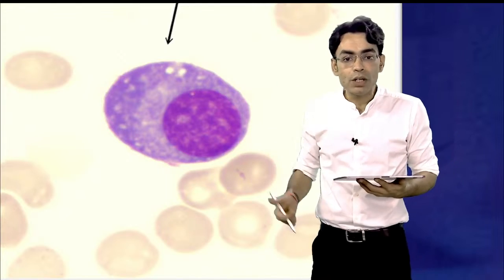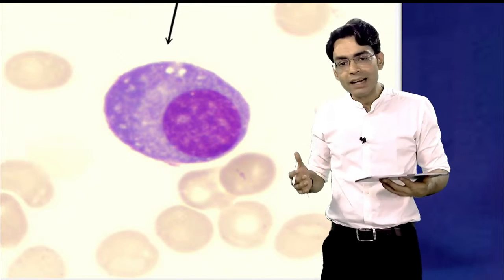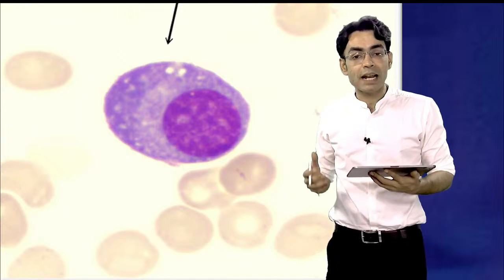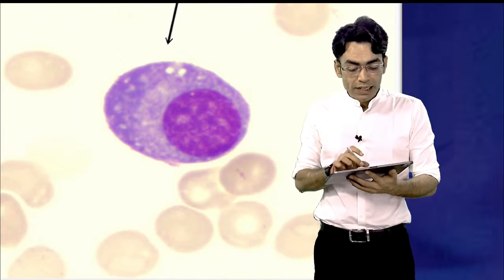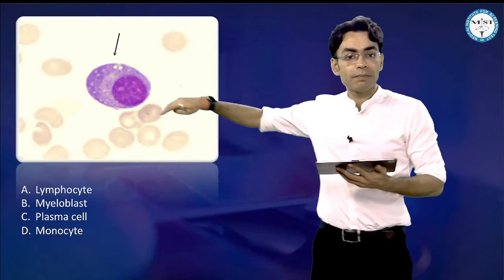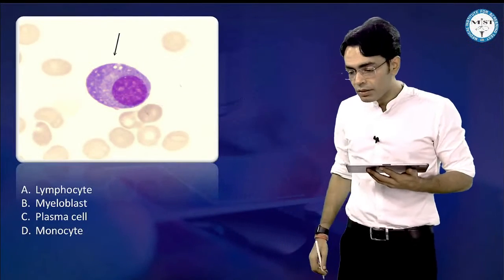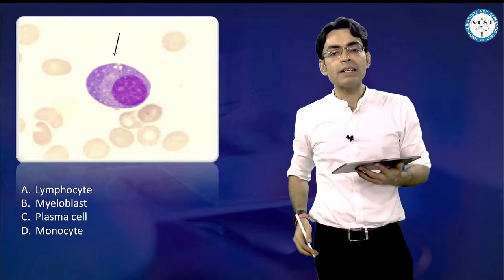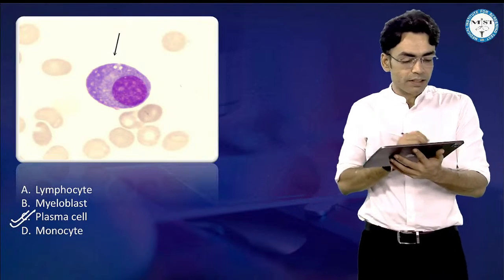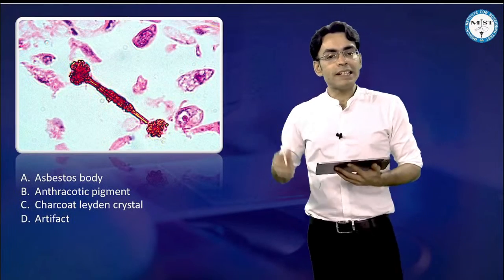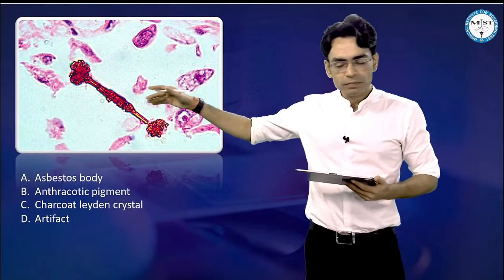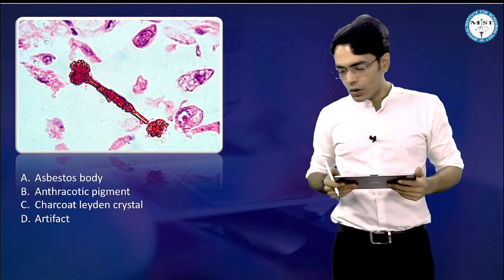Myeloblast has nucleus, nucleoli, abundant cytoplasm, vacuoles are there, I understand, but the nucleus has to be very big. But the nucleus is not very big. You have an eccentric nucleus in this. This question, yeah, now you are right. The answer is plasma cell. Okay. Recent exam question. What is this? Tell me. Now you are right.